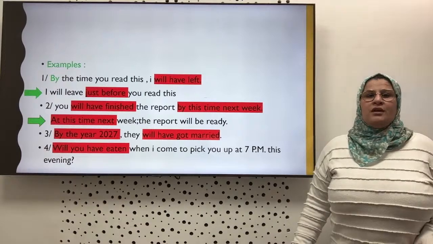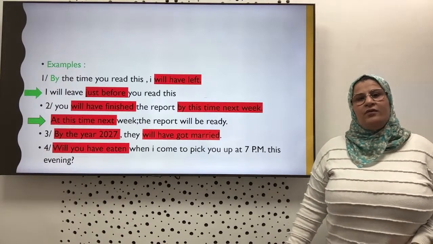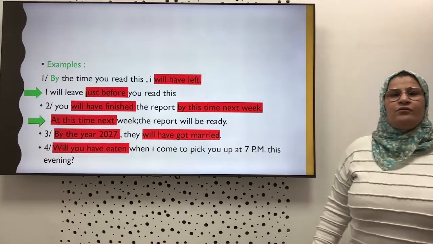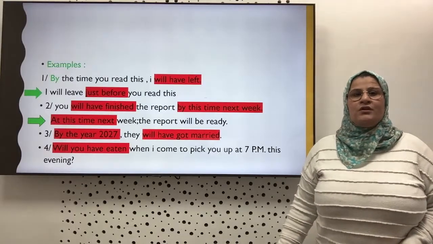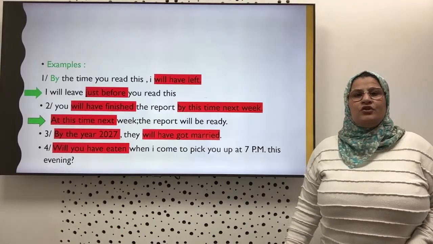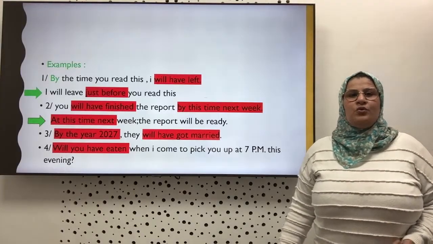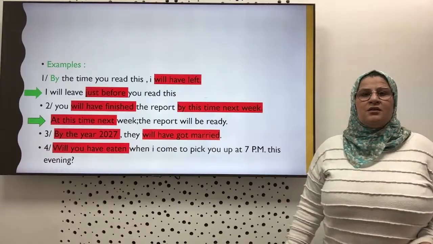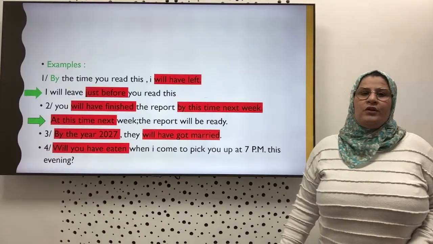Example: by the time you read this, I will have left. So I will have left, or I will leave just before you read this. And you will have finished the report by this time next week. So it means that at this time next week, the report will be ready.